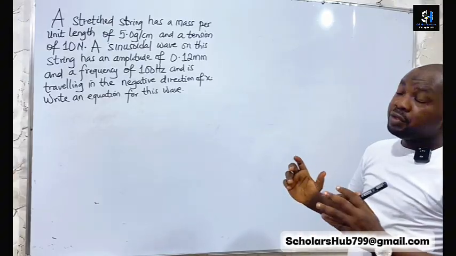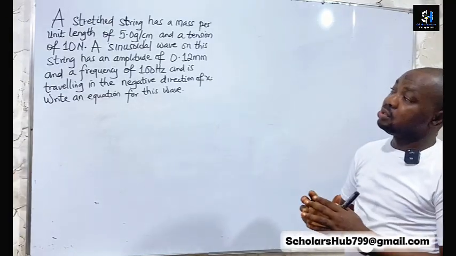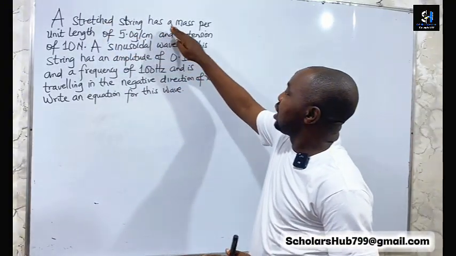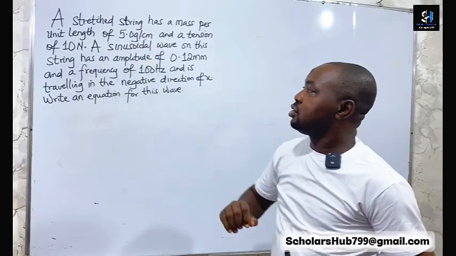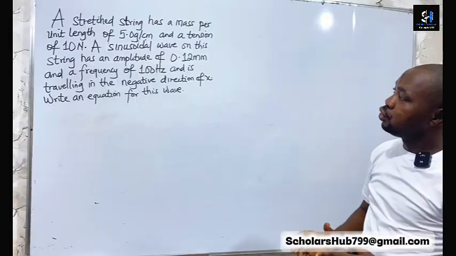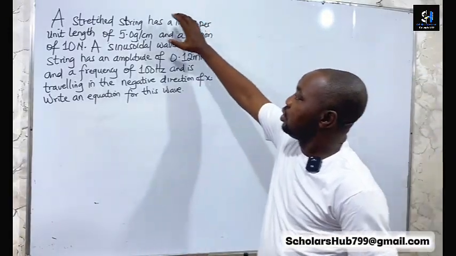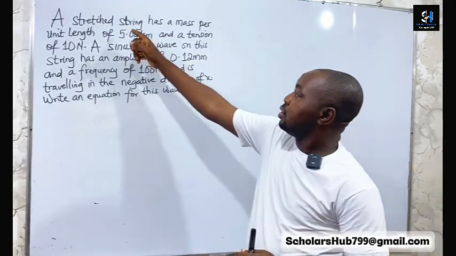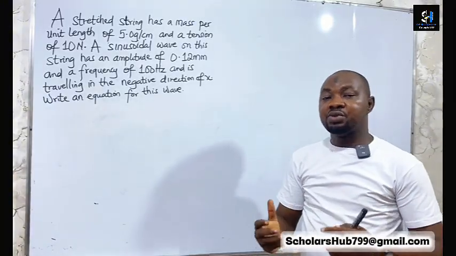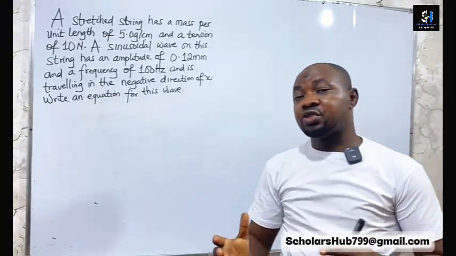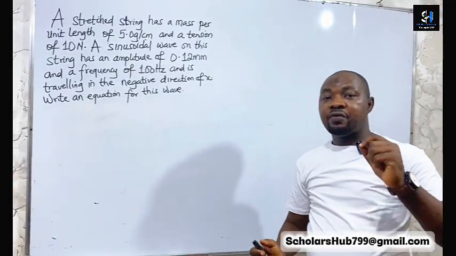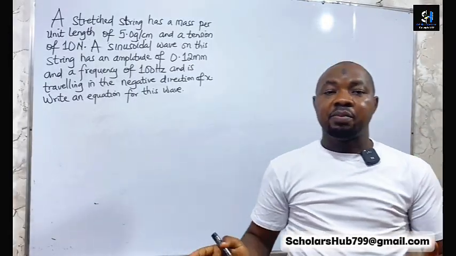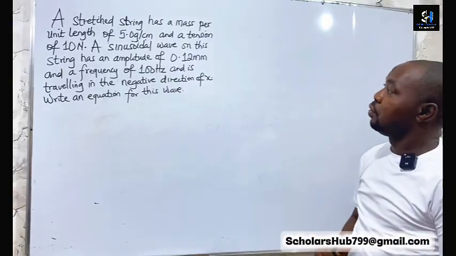Okay, now we have a two-in-one question. Let's look at this statement: a stretched string has a mass per unit length of 5.0 grams per centimeter and a tension of 10 Newton. In this case, we are going to calculate the speed of the stretched string, which is the speed of a transverse wave. A transverse wave is a wave whose vibration of the particles of the medium about a mean or fixed position is perpendicular to the direction of propagation of the wave.